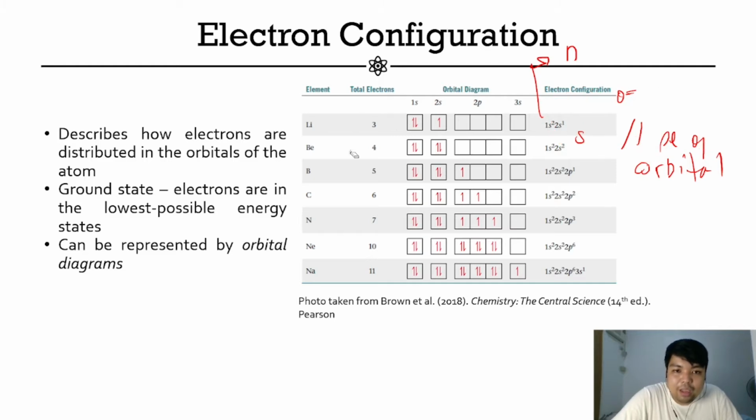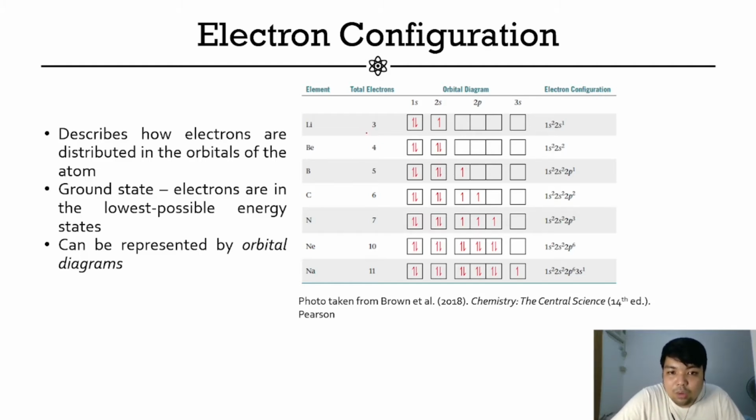So let's say in lithium, its electron configuration is 1s2 2s1. That means 2 electrons reside in the 1s orbital and 1 electron resides in its 2s orbital. Let's go further down, say for carbon: 2 of its electrons are in the 1s orbital, 2 of its electrons are in its 2s orbital, and 2 of its electrons are in the 2p orbitals.